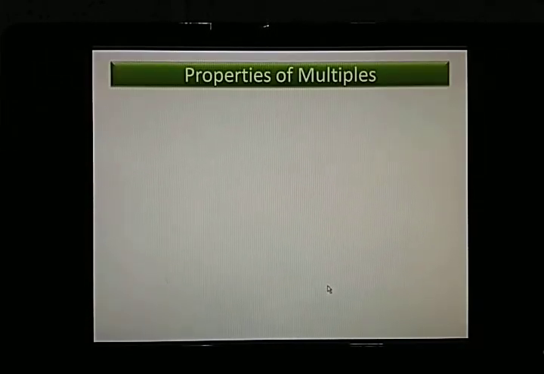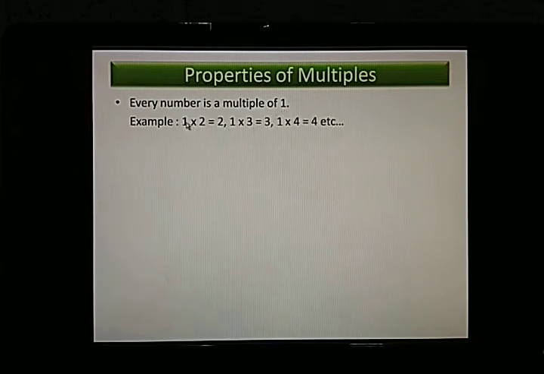The next are the properties of multiples. Let us see what the properties of multiples are. Every number is a multiple of 1. You can see the first term is the multiple. So 1 is a multiple of 2 also, 1 is a multiple of 3 also, 1 is a multiple of 4 also, and so on. It will be a multiple of every number.